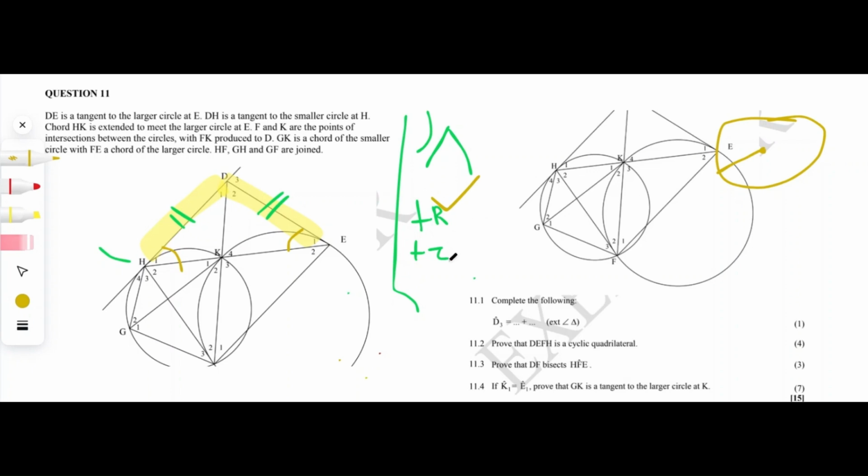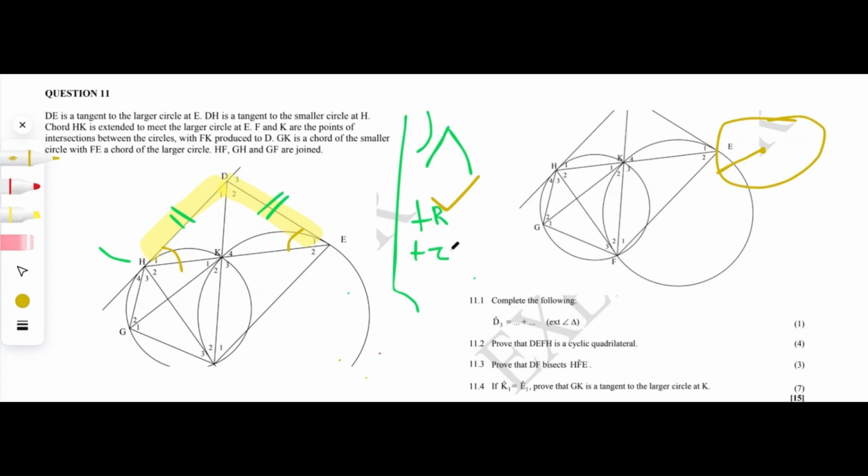What about tan-chord? Same thing. Just look at the different parts of the title. We have a tangent and a chord. It involves both a tangent and a chord. So you need to identify a tangent and identify a chord. So we have two tangents. We have DE and DH.